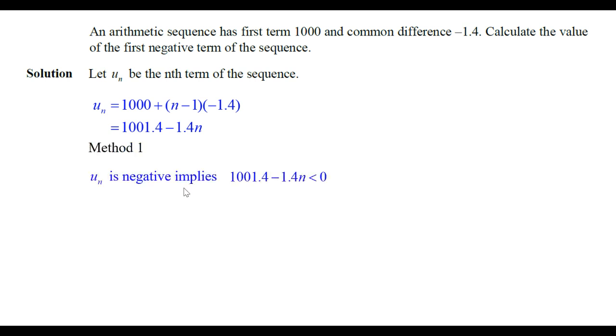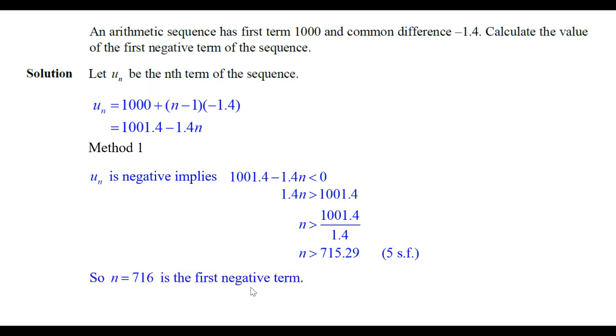The first way is to restrict this to be negative and see what this tells us about n. We can make n the subject, in other words, solve this inequality for n, and we get n greater than 715 point something. Since we are talking about the nth term, n has to be an integer, and so we realize we need n equals 716.